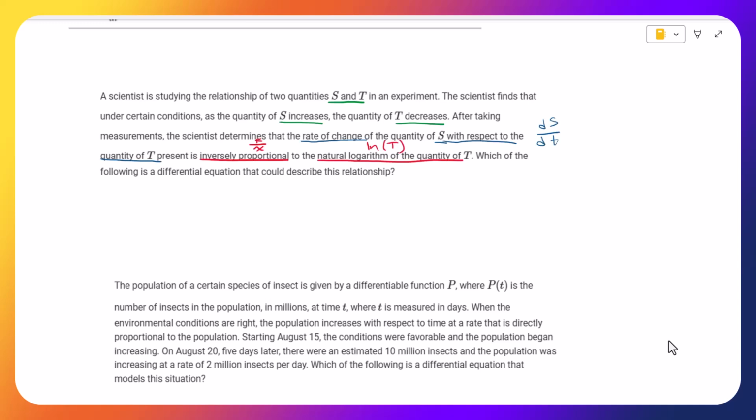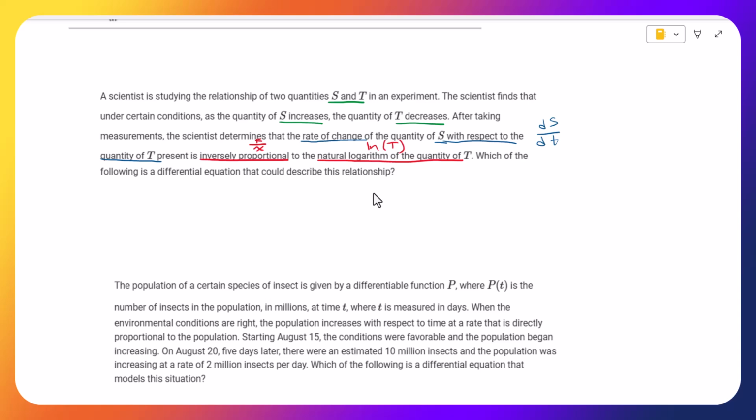Okay, so reading through this, I see my 2 variables are s and t. It tells me that in the first sentence. And as s increases, t decreases. That's sort of a clue that a certain type of proportionality is happening, but I won't say that yet. We're talking about a rate of change, so we're talking about a derivative, and it tells us we're talking about the derivative of s with respect to t, so that's ds over dt, is inversely proportional, so we're going to have our k over the natural logarithm of the quantity of t.